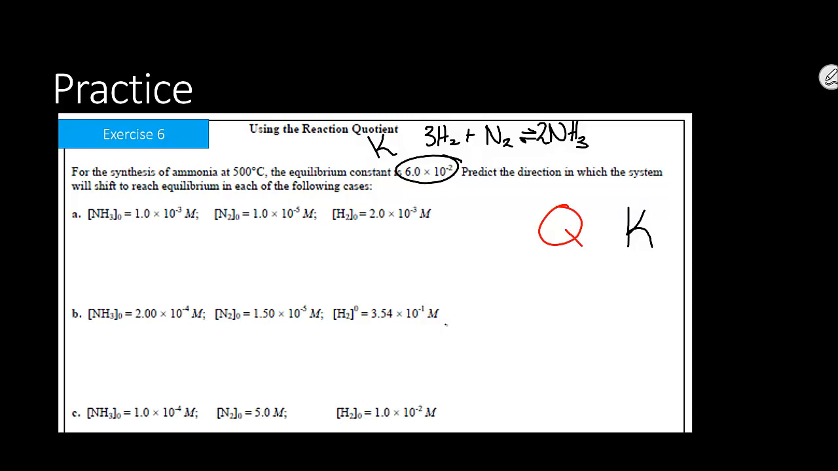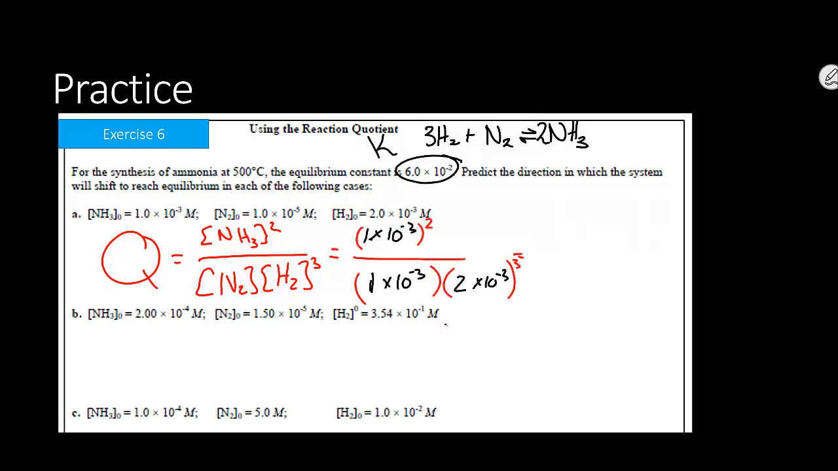In all cases, in order to solve for Q, we'll use the expression that the concentration of ammonia raised to the second divided by the concentration of nitrogen times the concentration of hydrogen cubed. So plugging in some values gives us a reaction quotient of 125,000.